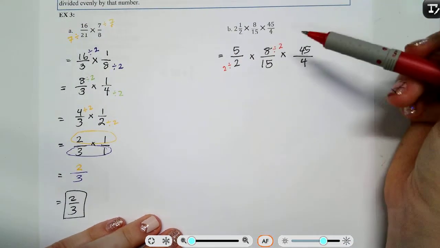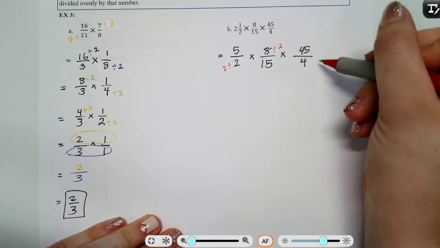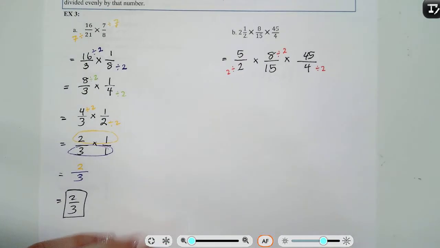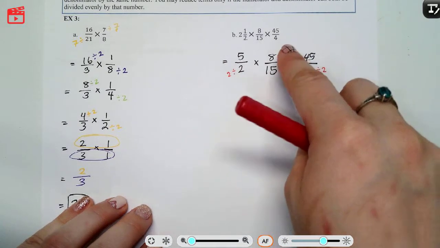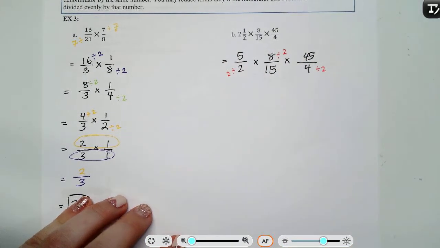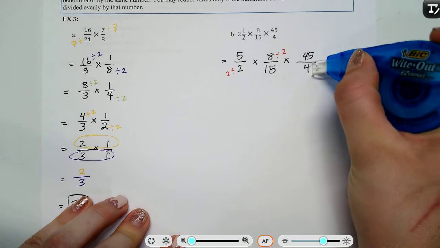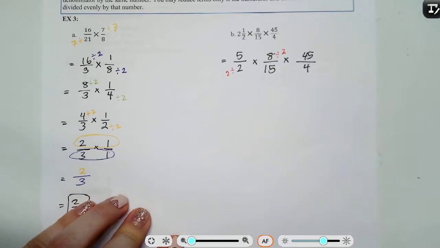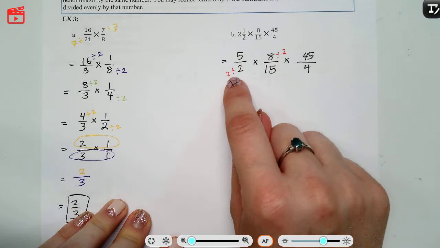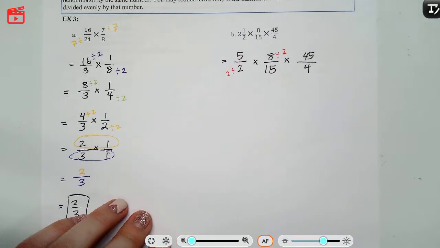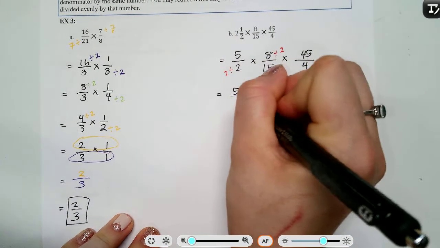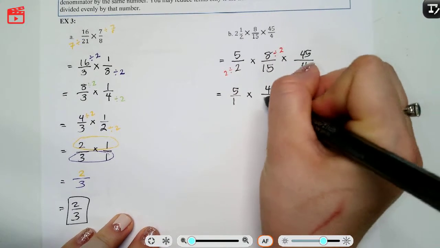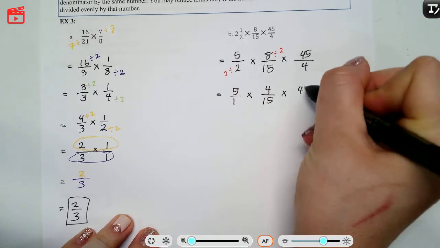Okay, so now you might be tempted to say, hey, look, 4 is also divisible by 2. Please do not do that. That is a no-no. You can only be dividing by one numerator and one denominator. We cannot do it 3 ways like this. Okay? You need to divide the bottom by 2 and the top by 2. Cannot add a third party. All right, so once we've done that, let's see. That's going to be 5/1 times 4/15 times 45/4.